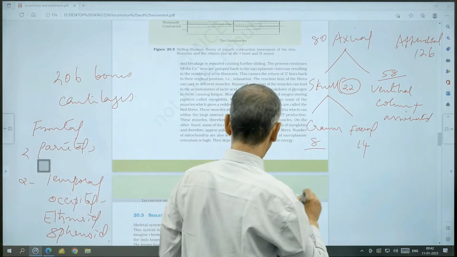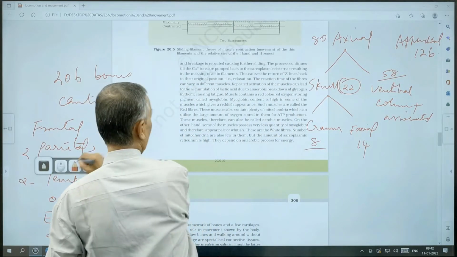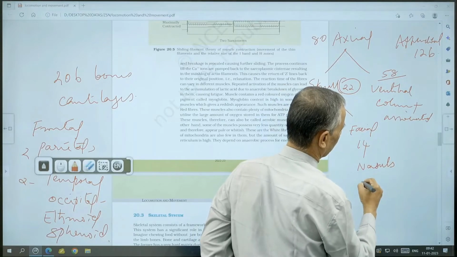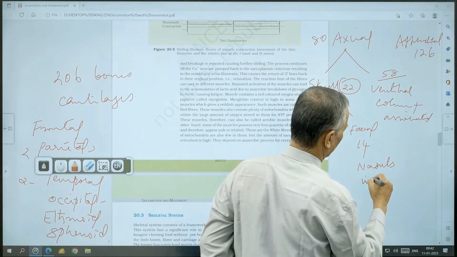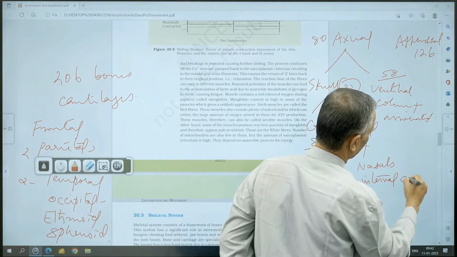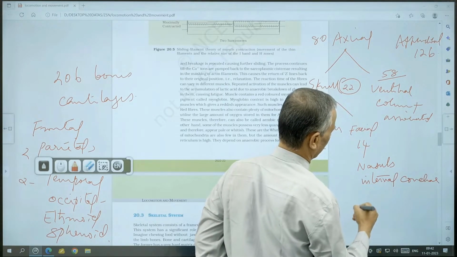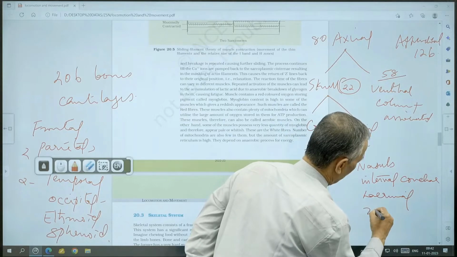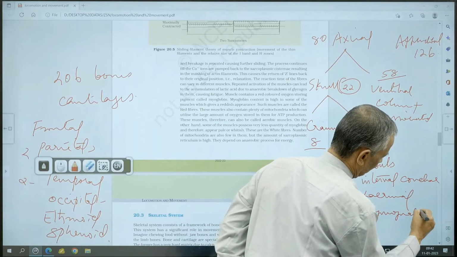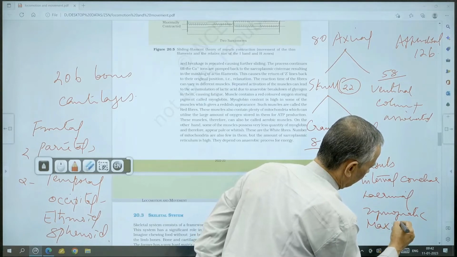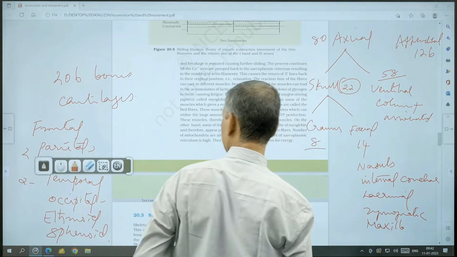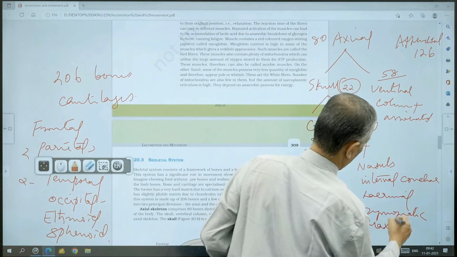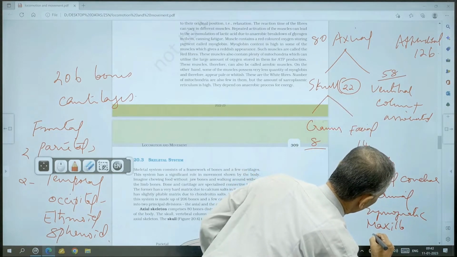So, what are the bones? I will give the names of bones also in the facial region. Nasals, internal conchae or turbinals, lacrimals, zygomatic, maxilla. Maxilla is the upper jaw. We are having the single mandible.